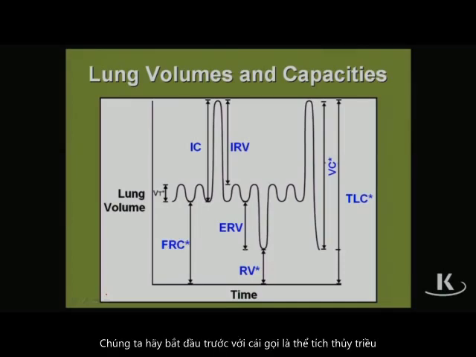Let us start off first with what is called tidal volume. Of course, you recall the tidal volume. This is the normal inspiratory and expiratory volume. Can you tell me what's the normal inspiratory or expiratory volume? If you're saying 500 mils, then you're correct. Very good. Now, let's look at some other volumes here.